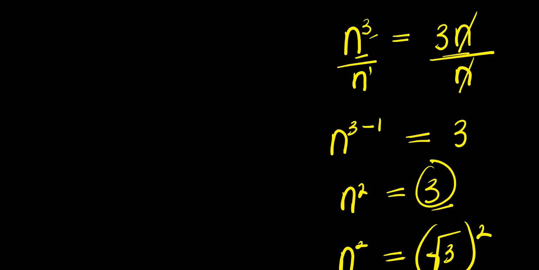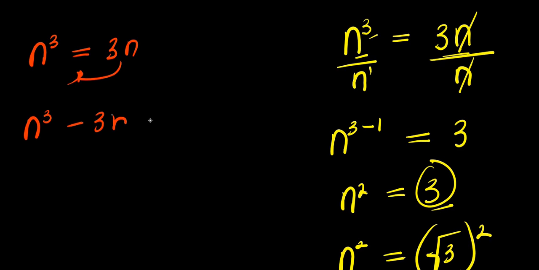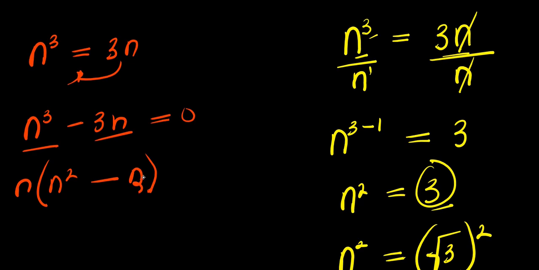I can also solve this equation. Remember, we have n power 3 equals 3n. I can simply move this over here. So I have n power 3 minus 3n equals 0. Have you seen that? So I can decide to factor out n. I have n times this divided by n, I have n squared, minus this divided by n, I have 3, right? And this equals 0.